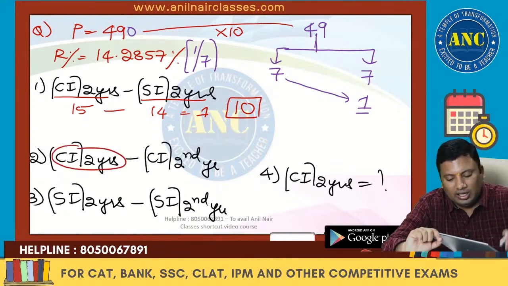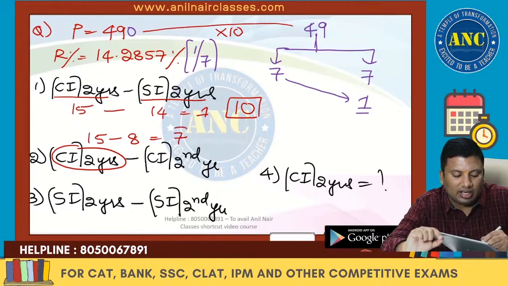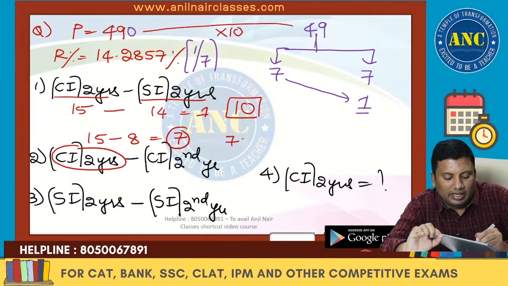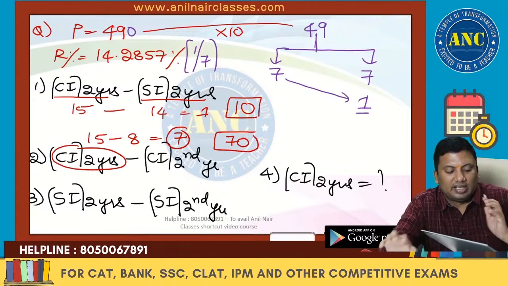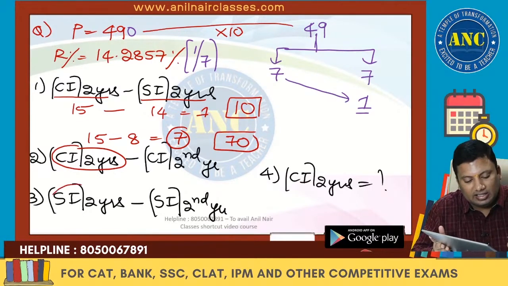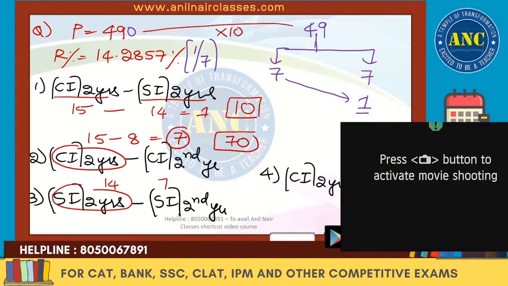CI for 2 years, which is 15. CI for second year, which is nothing but 8. Which is nothing but 7. 49 tens are 490. 7 tens are 70. I hope the idea is clear. SI for 2 years, which is 14. SI for second year, 7. 14 minus 7 is 7. It is nothing but 70.